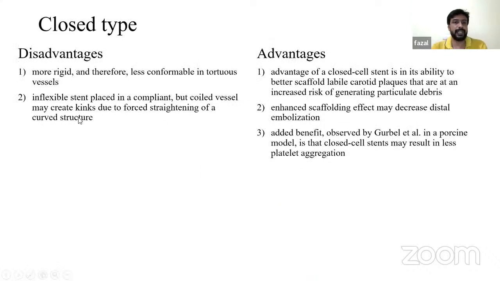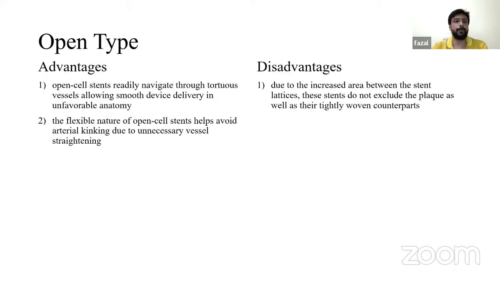So again, reiterating the same point, the disadvantages of closed type are that it is very rigid and less conformable in tortuous vessels, whereas the advantages are that it has a better scaffolding effect and also decreases distal embolization. Whereas in open type, the advantage is it can navigate through tortuous vessels and avoids arterial kinking due to unnecessary vessel straightening. The disadvantage is that, due to increased area between the stent lattices, these stents do not exclude the plaque as well as their tightly woven counterparts.